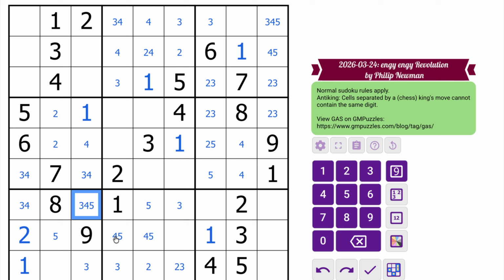If 5 is here, 5 cannot be here. If 5 is here, 5 cannot be here. So this is not allowed. This cell is not allowed by these 2 cells. So if I put a 5 here, 5 cannot come anywhere in this particular box. That's the thing. 5 is not here. 5 is definitely here. So we do not have a 5 here.